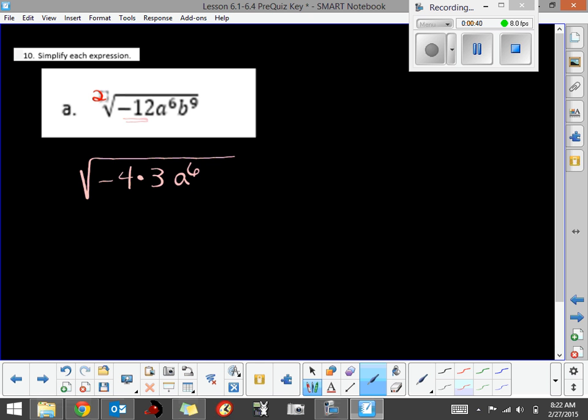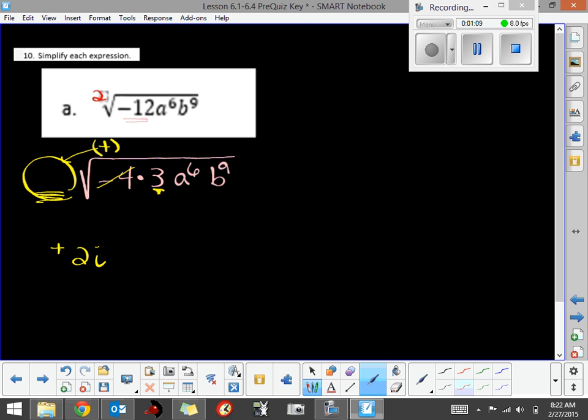A to the 6th and b to the 9th. Now I'm going to go through and try to remove all the perfect squares that I can. The square root of negative 4 is just a positive 2i. The reason I'm going to have positive is that since we don't have anything indicated right here, we want the principal or the primary square root, which is just the positive square root. So we don't want the plus minus 2i, we just want the positive 2i there. So I can put that there to help emphasize it. All I want are the positives, but we don't have to put it there.